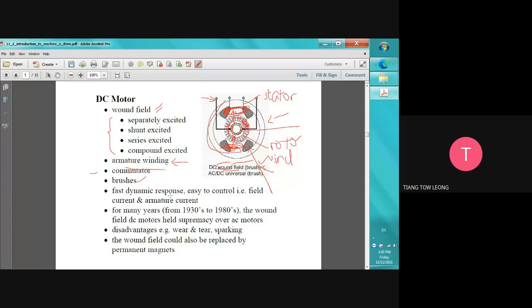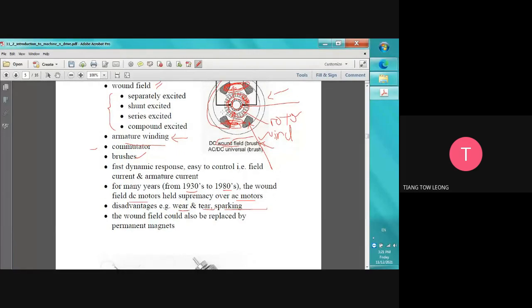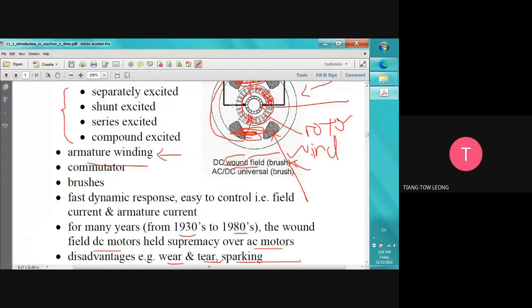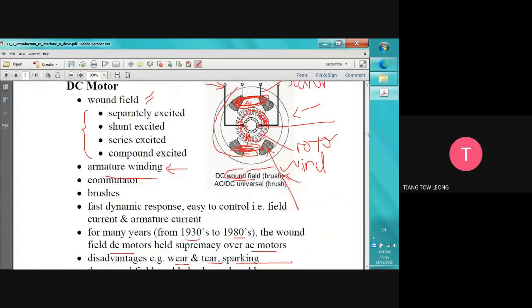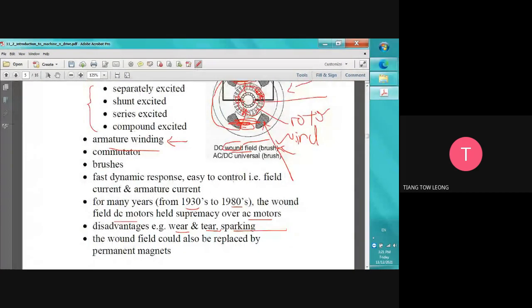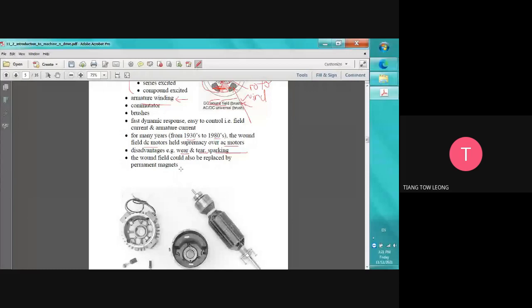Fast dynamic response, easy to control the field current or armature current. For many years, from the 1930s to the 1980s, the wound field DC motor had supremacy over the AC motor. Disadvantages are wear and tear, and sparking. In the brushes, this brush with a commutator always has sparking. It's so-called sparking. And then the wound field could also be replaced by a permanent magnet.